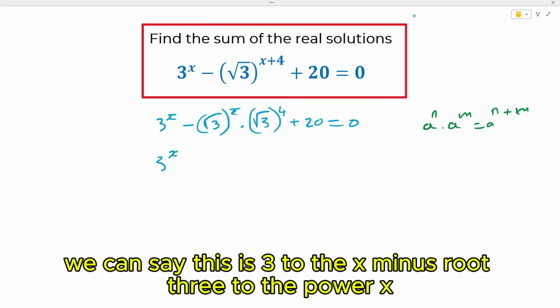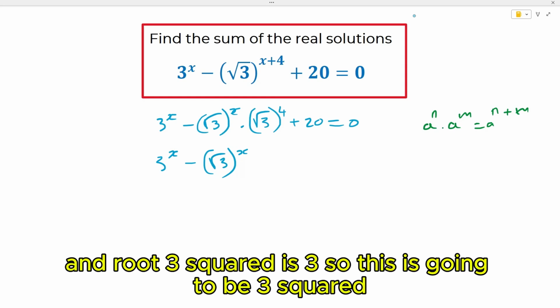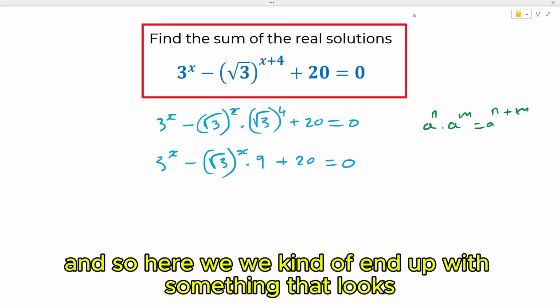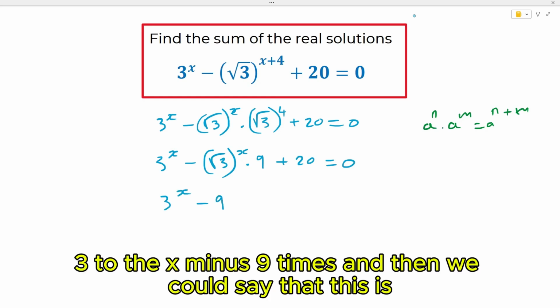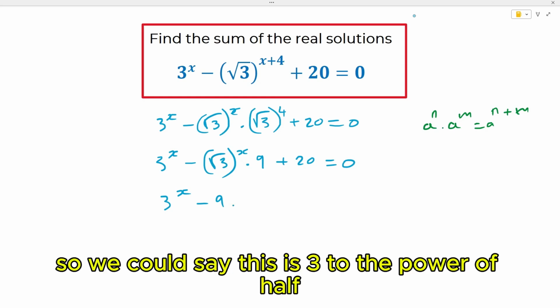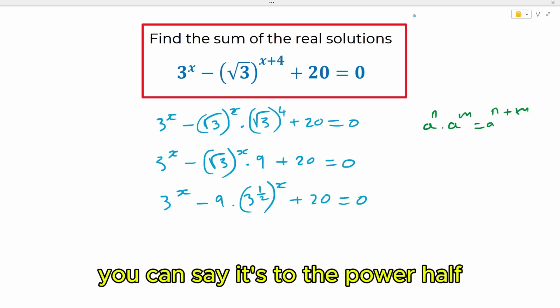We can say this is 3 to the x minus root 3 to the power x, and then root 3 to the power 4 is going to be root 3 squared squared, and root 3 squared is 3, so this is going to be 3 squared, which is 9, and then plus 20. And so here we end up with something that looks a little bit like a quadratic: 3 to the x minus 9 times, and a root is a power a half, right? So we could say this is 3 to the power a half to the power x plus 20 equals 0. Whenever you have a square root, you can say it's to the power a half.